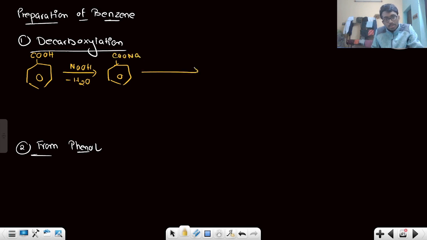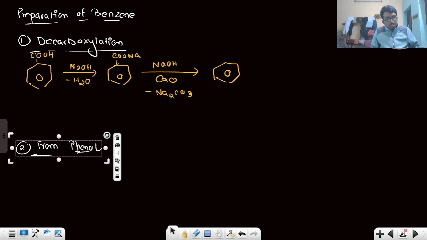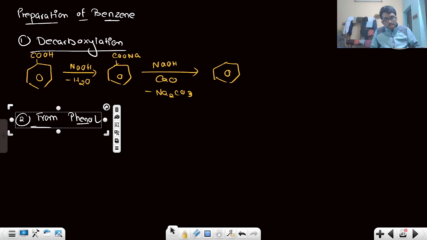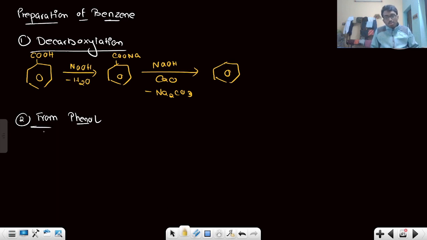Now I am going to do decarboxylation. So NaOH in presence of CaO, minus Na2CO3, that is going to give me benzene. So this is my required thing, right? Decarboxylation reaction, understood? No doubt, I hope. Very easy ones. You just have to memorize the reactions. Understand the reaction and memorize. Done.